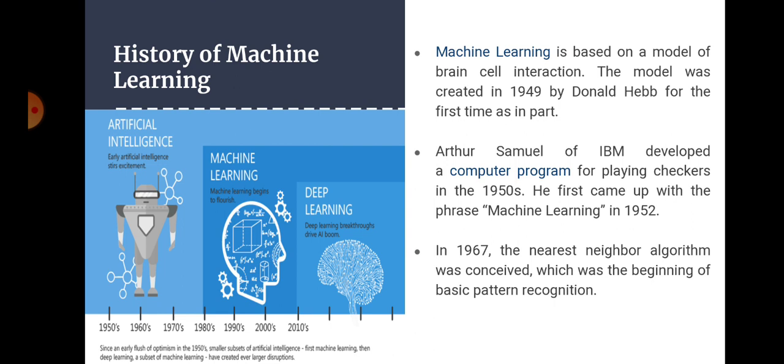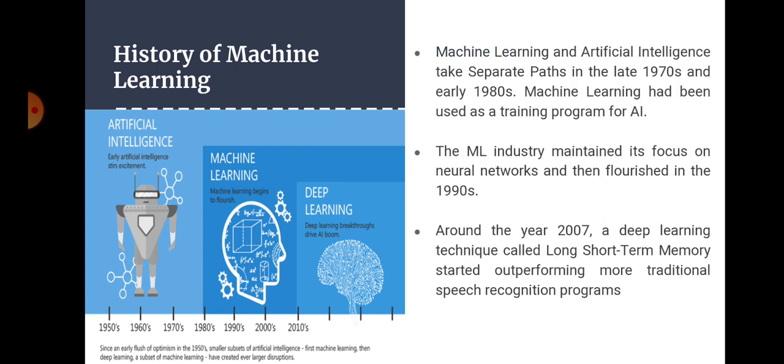So this is the history of machine learning. Now we have the hype of machine learning, but the continuous work began in 1949. Machine learning is based on a model of brain cell interaction. The model was created in 1949 by Donald Hebb for the first time. Then in the 1950s, Arthur Samuel of IBM developed a computer program for playing checkers. And at that time, he first came up with the phrase machine learning. In 1967, the nearest neighbor algorithm was conceived. And that was the beginning of pattern recognition.